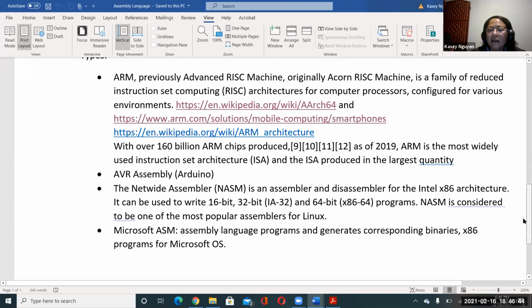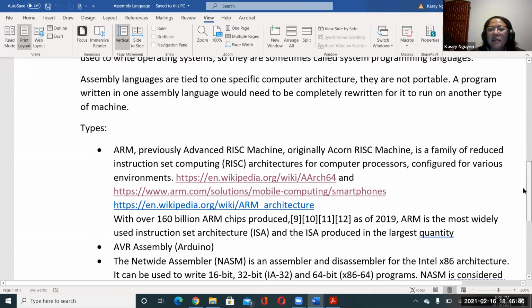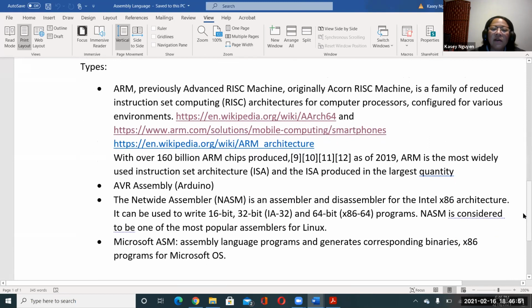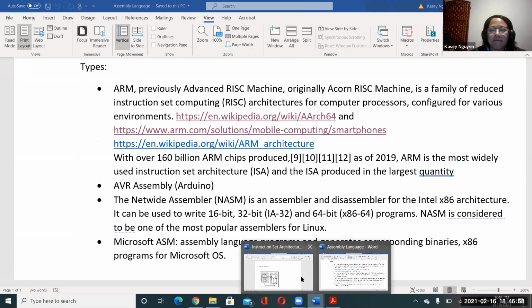Okay. So any questions with assembly? This gives you an overall brief overview of assembly language, the different types. Okay. No questions.